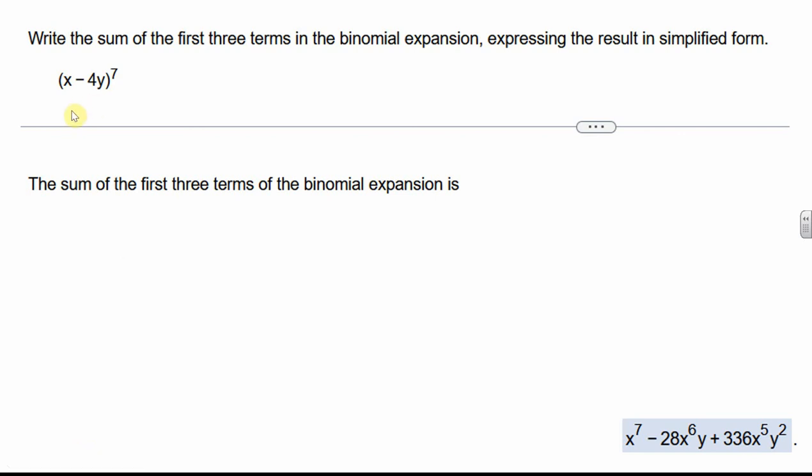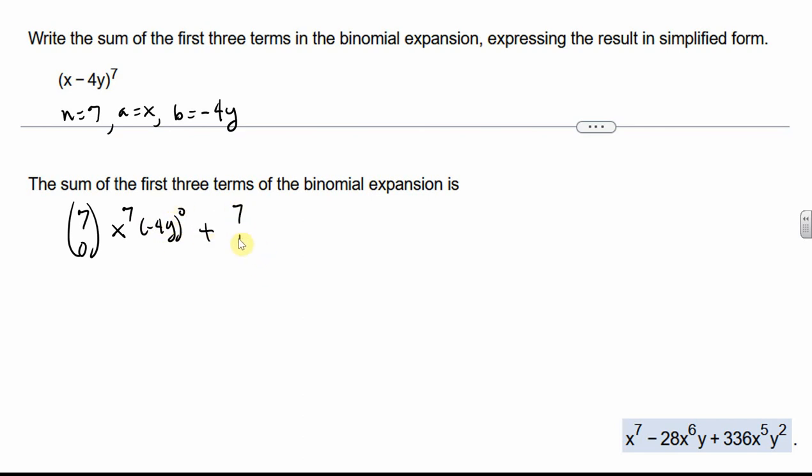So again, n is 7, a is x, b is the negative 4y. So you have to consider the sign as well. So for the first three terms, this is seven things, start off taking zero at a time, and then that's times that first term, which is x to the seventh, and then it's the negative 4y to the zero.